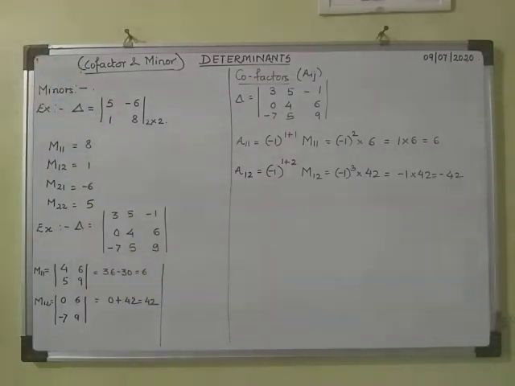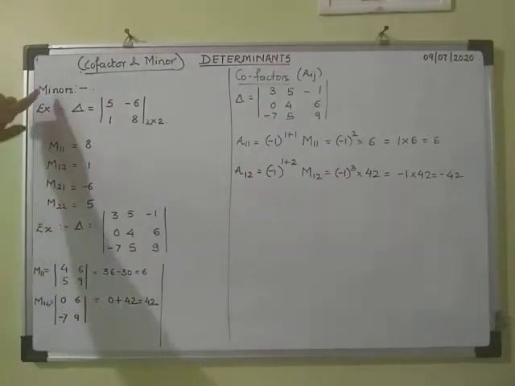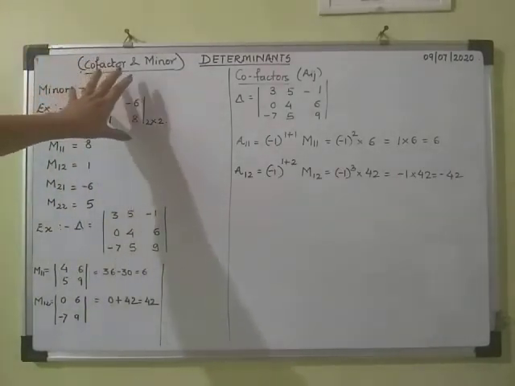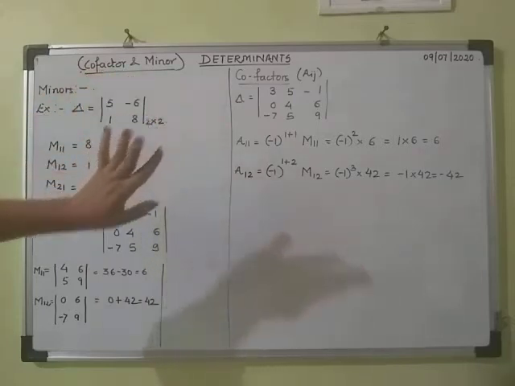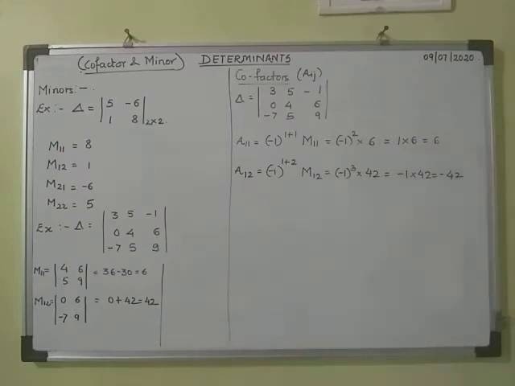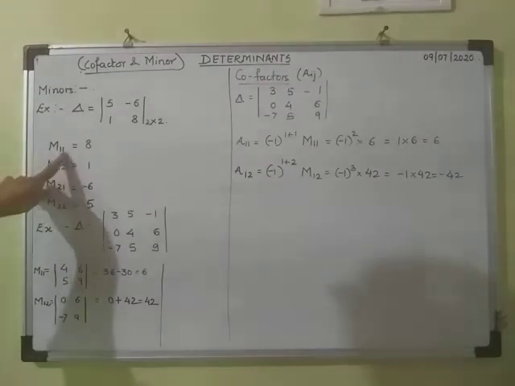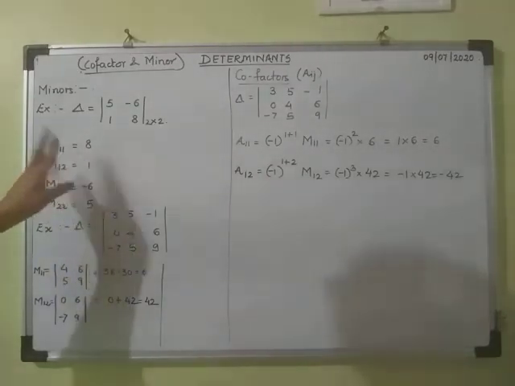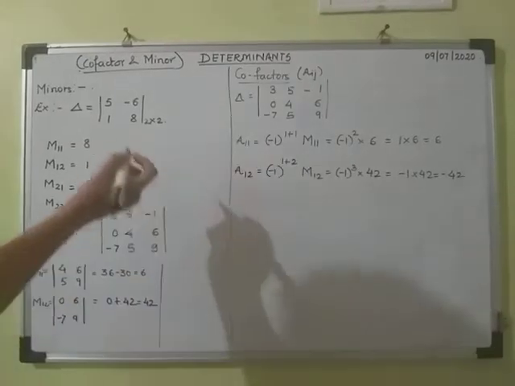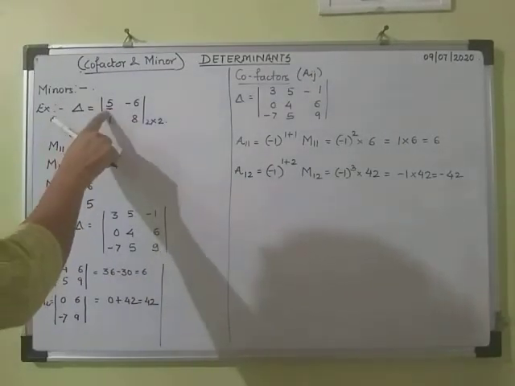Okay, so minor. Here I have found the minor for a 2 by 2 matrix. This is a 2 by 2 determinant, and its minors can be found like this. Say I write minor of 1 1, meaning the element 1 1. Which is the element 1 1? First row, first column.